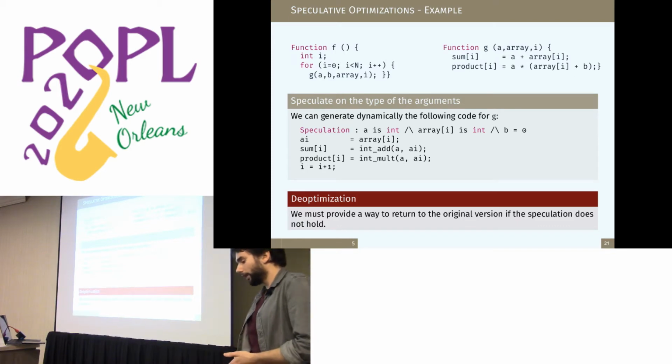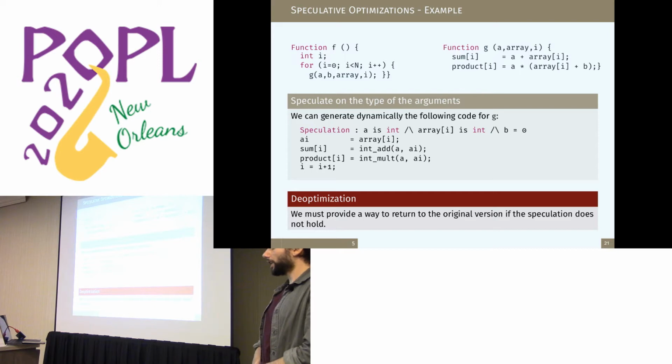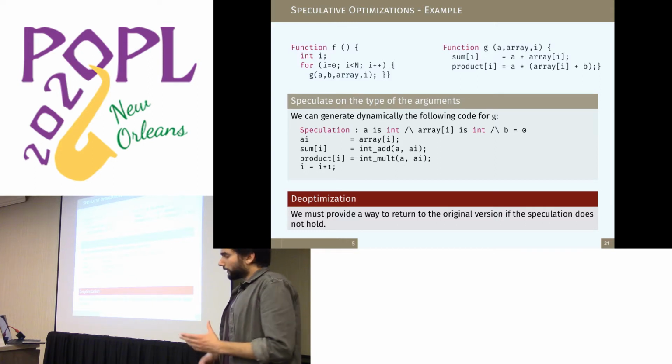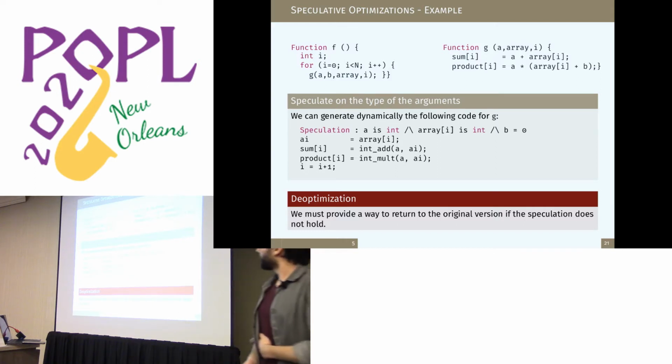So you will speculate that, okay, next iteration, I'm sure that A will also be an integer, and the array of I will also be. And then you can already decide which procedure to call. And so it allows you to make some specialization and to be a bit more efficient. But you can speculate on a lot of things, not only types. So you can also speculate on values, for instance. So you can speculate that B is equal to 0, and then you get more simplifications. So this is the main principle of speculative optimizations.